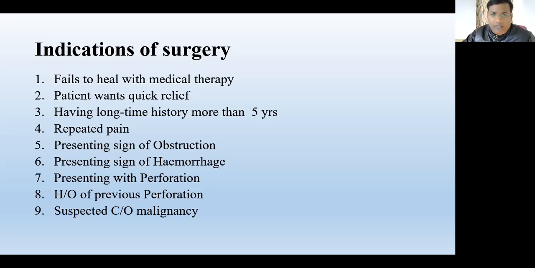So in this lecture we just stop here. In the next lecture we will discuss what surgeries are proposed for peptic ulcer diseases, and what the other complications and other things are.